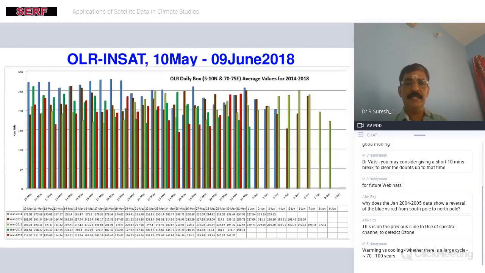The 5 years data has been plotted in different shades. You can see it is 2014 to 2018 over a box area, whatever was defined earlier. From 2014 to 2018, how the OLR has been on different onset dates, different dates for each year, and how the onset occurred. So this is a practical utility for the operational forecast.